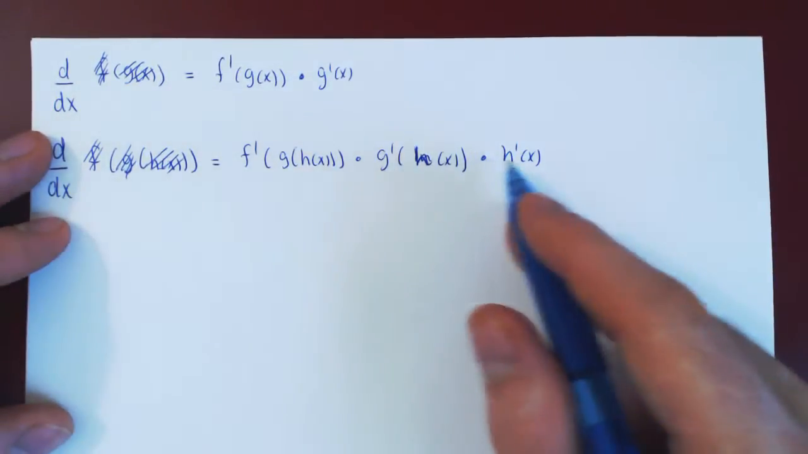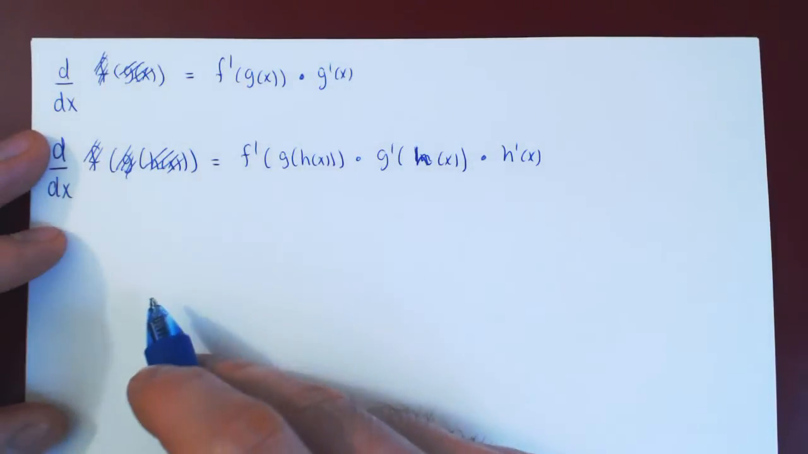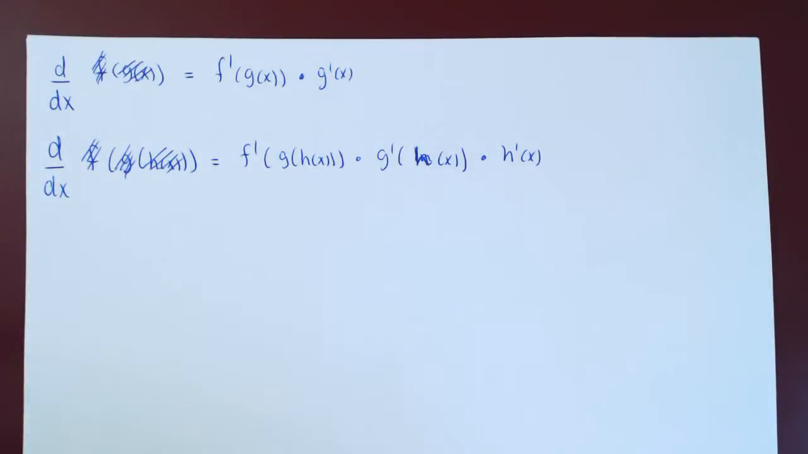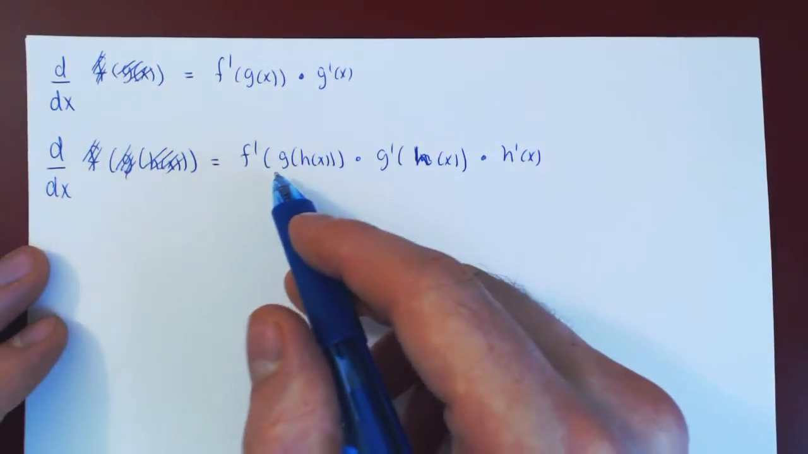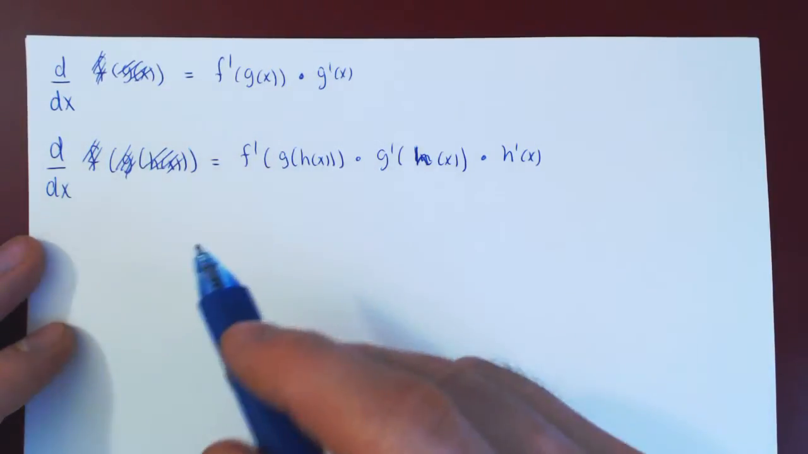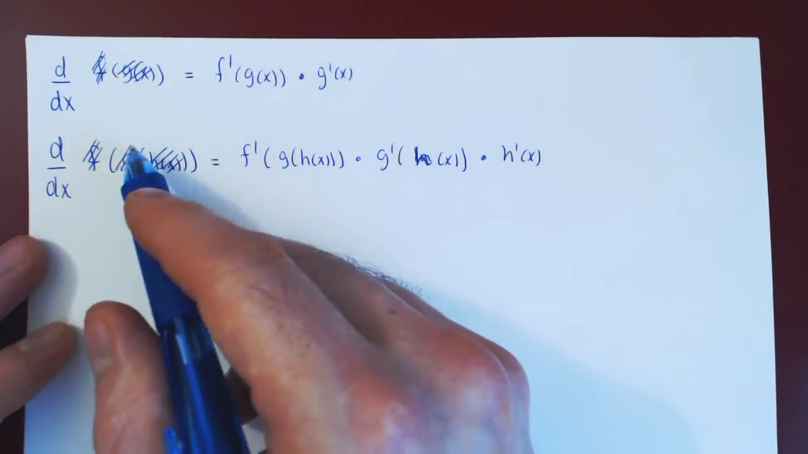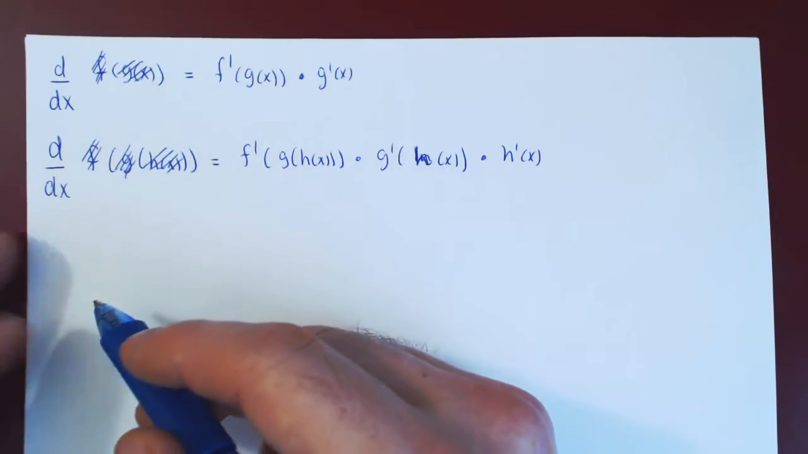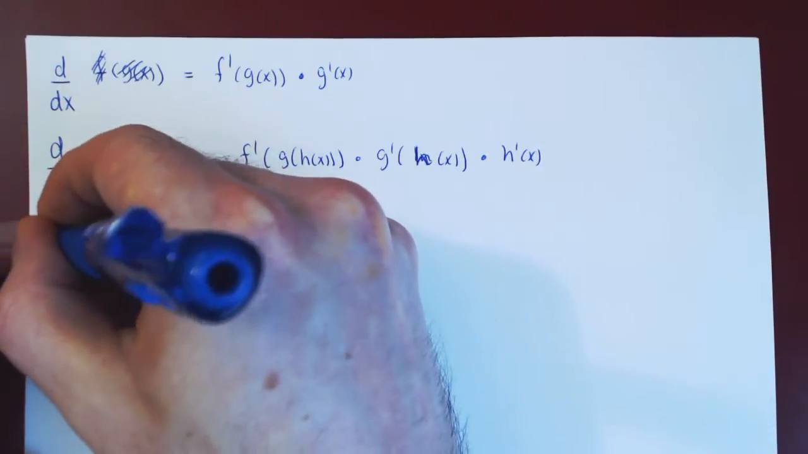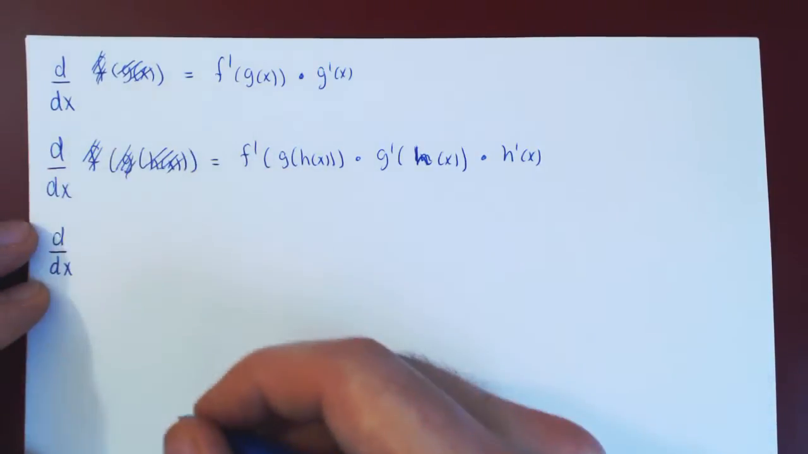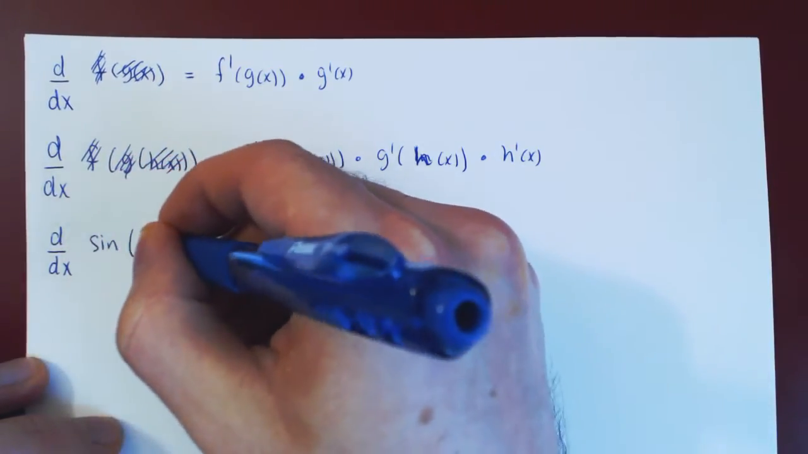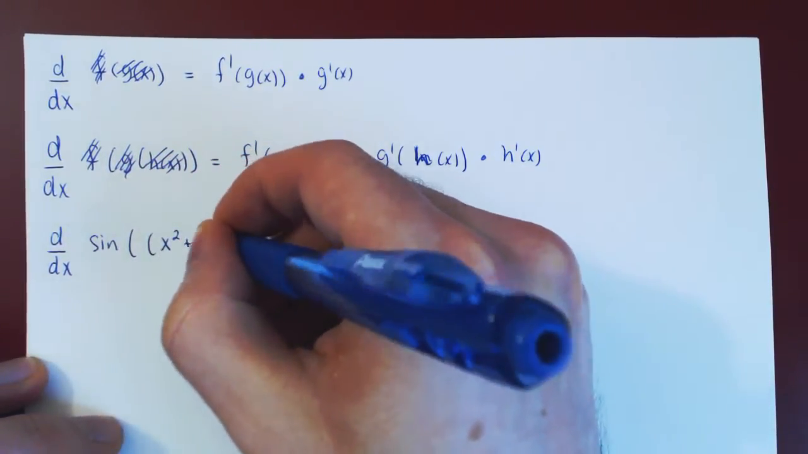And of course we could repeat this over a composition of 4, 5, 6, any number of functions, and it works the same way. You differentiate the outside function, evaluate at the leftover argument, and if there's anything left over, you have to multiply what you have so far by the derivative of the leftover function. So let's consider a few examples now. What if we differentiate with respect to x, say, sine of (x squared plus 3) to the 8th.